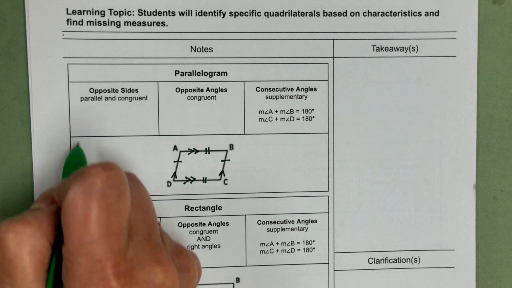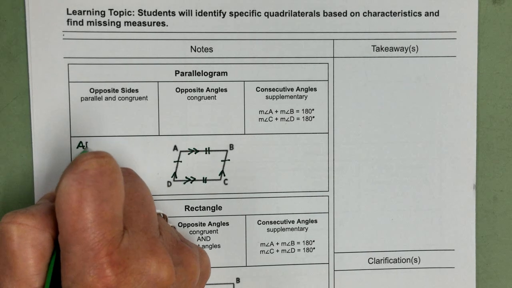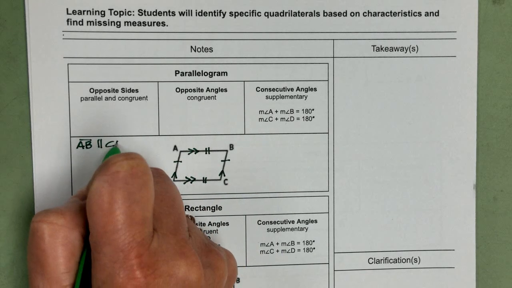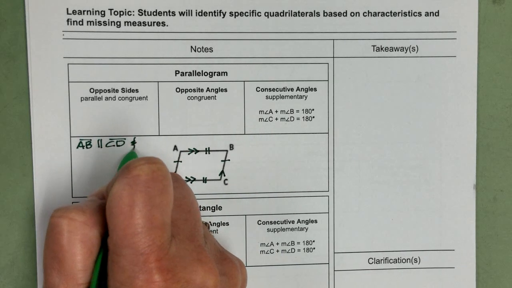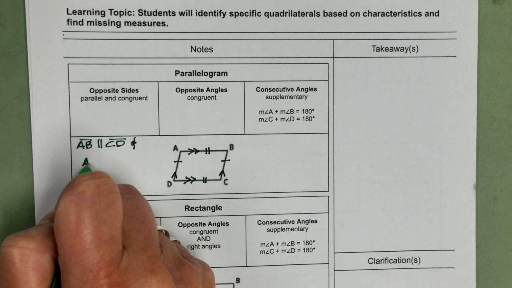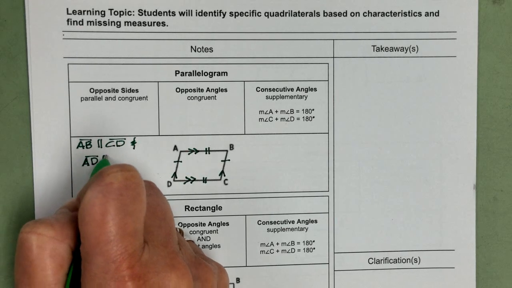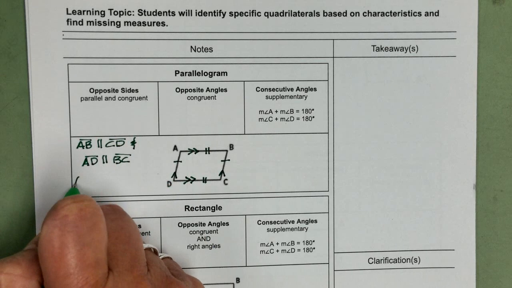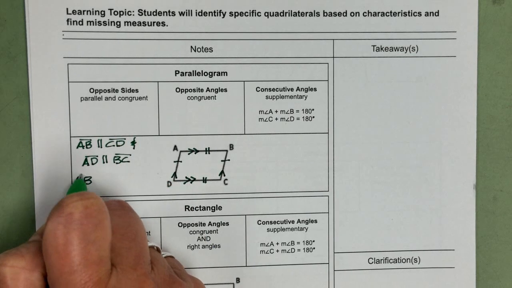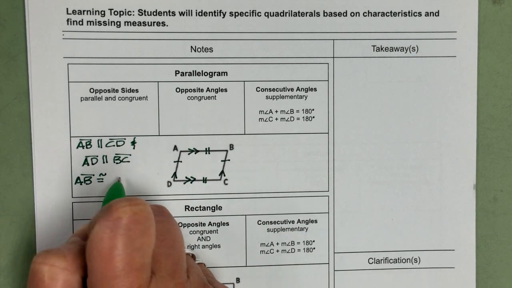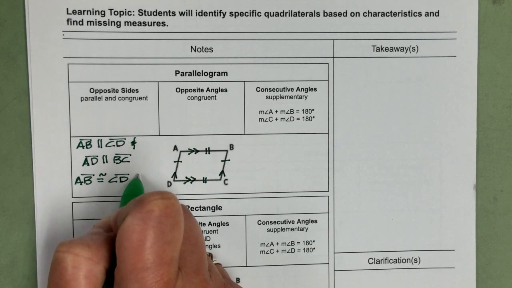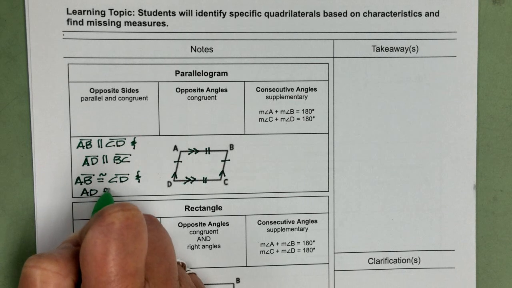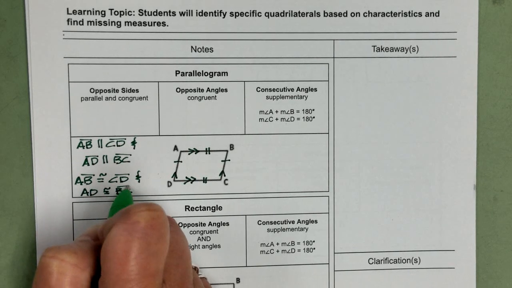Okay, so to recap, AB is parallel to CD, and AD is parallel to BC. AB is congruent to CD, and AD is congruent to BC.